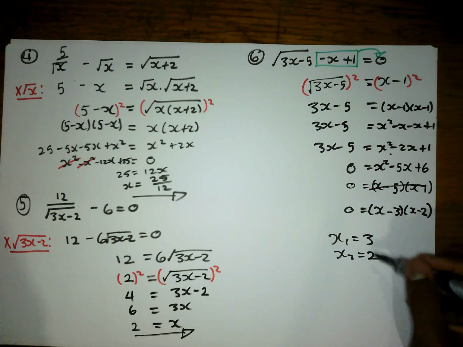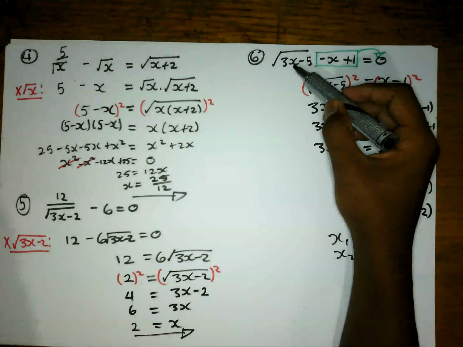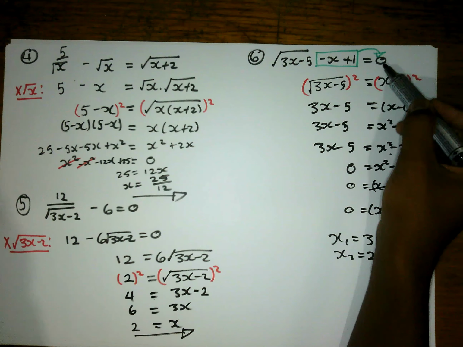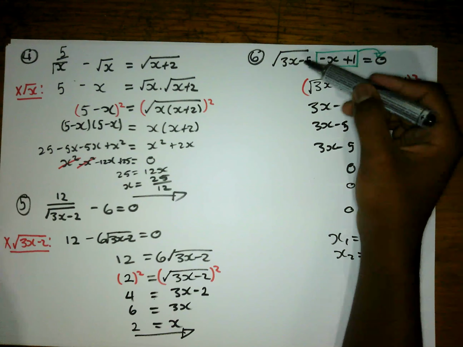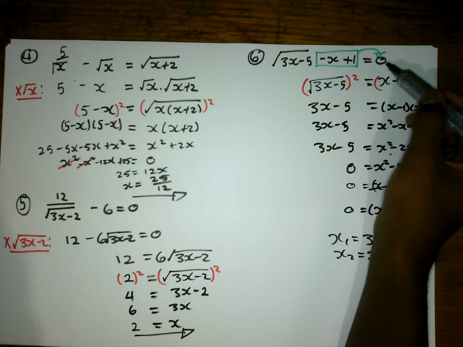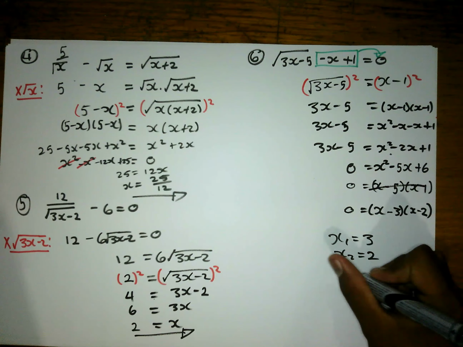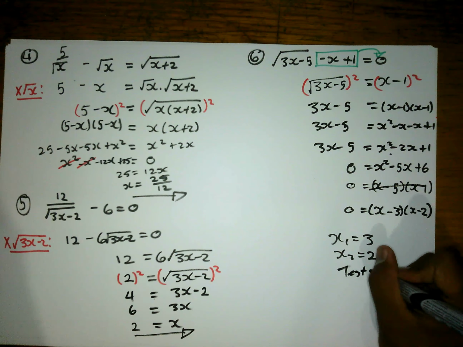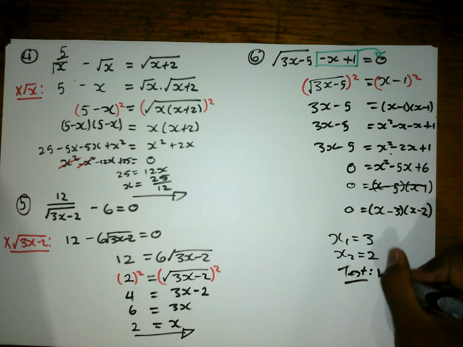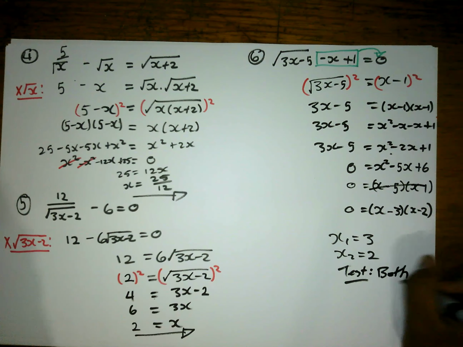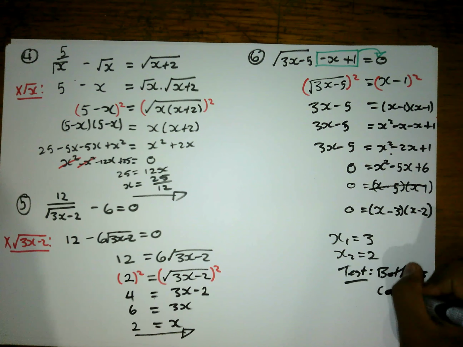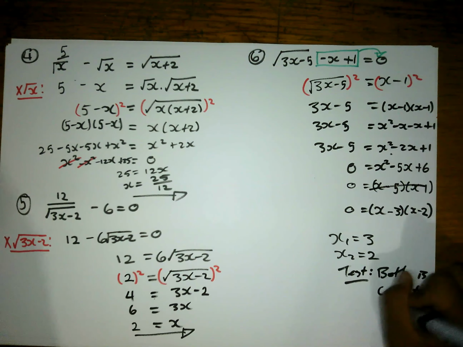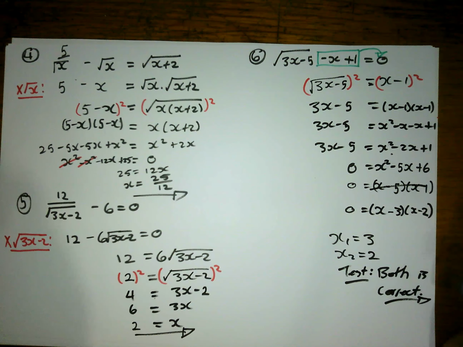When we put this 3 into that x and that x there, it must give us a 0. When we put this 2 into that x and that x, it must give us a 0. And when we test it, both are correct. We must physically put those numbers in the calculator to test it. Then we can state this here at the bottom.